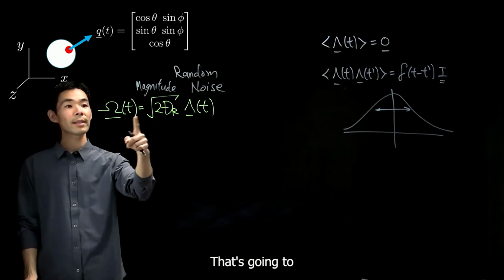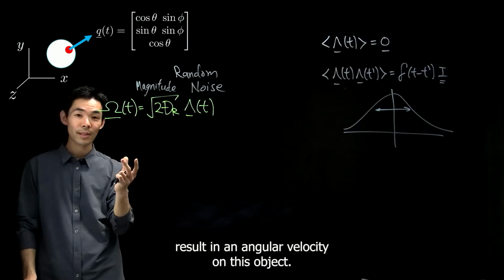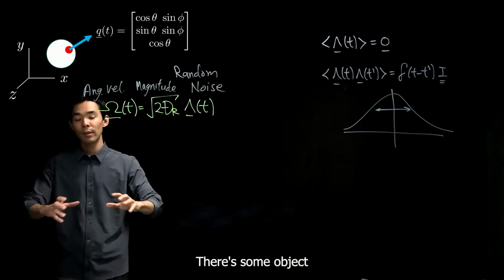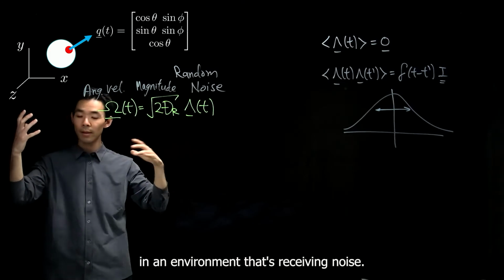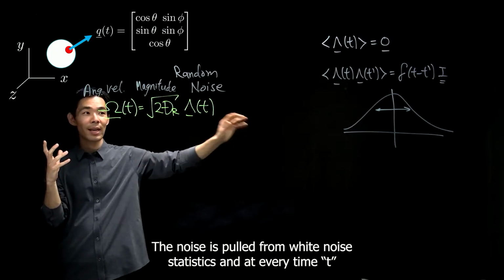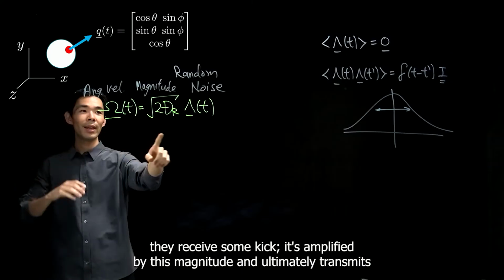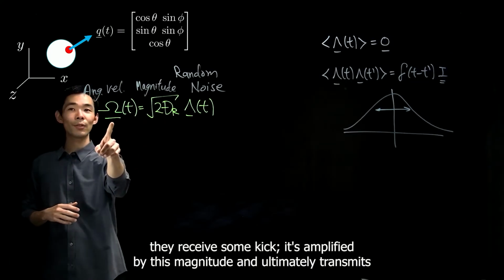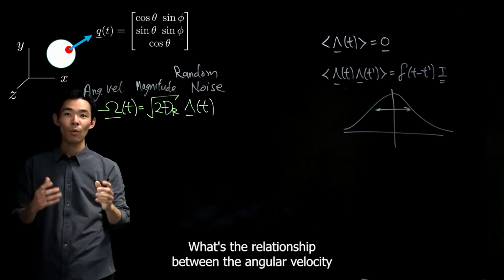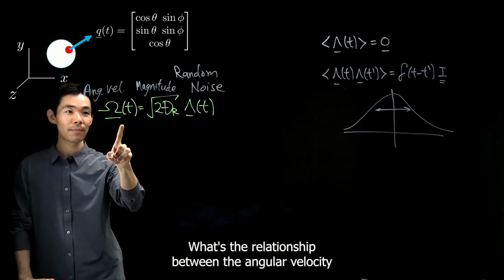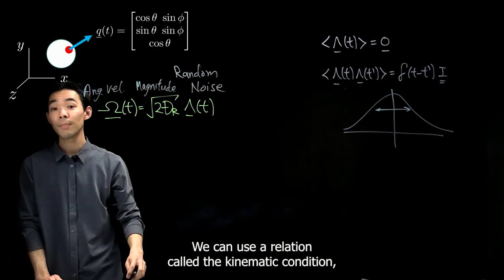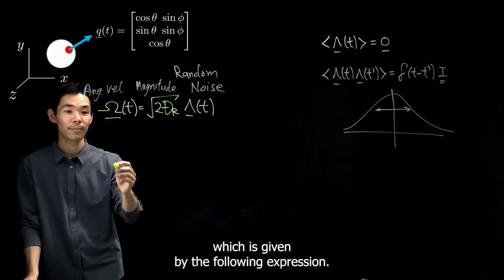And finally, that's going to result in an angular velocity on this object. Okay? So now there's some object in an environment that's applying some kind of noise. The noise is pulled from white noise statistics. At every time t, it receives some kick. It's amplified by this magnitude and ultimately transmits as an angular velocity that causes this object to spin around. Now, what's the relationship between the angular velocity and the orientation vector q? We can use a relation called the kinematic condition, which is given by the following expression.